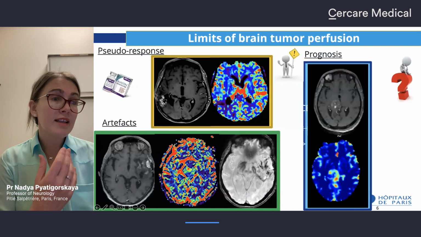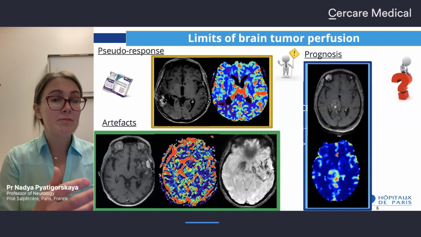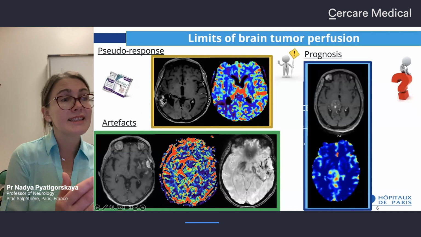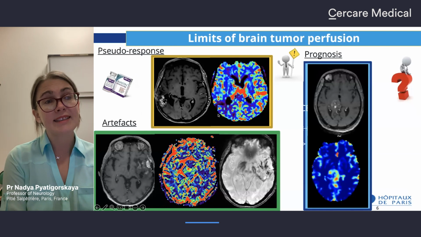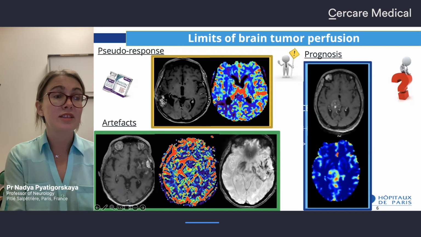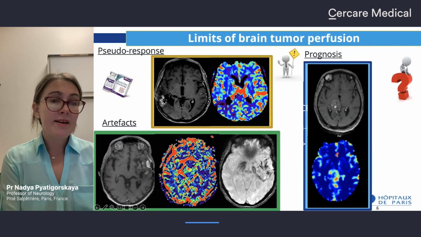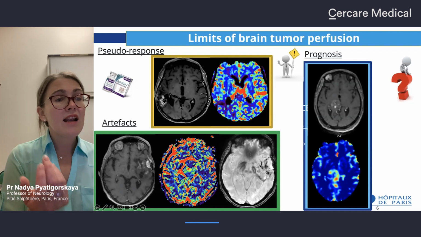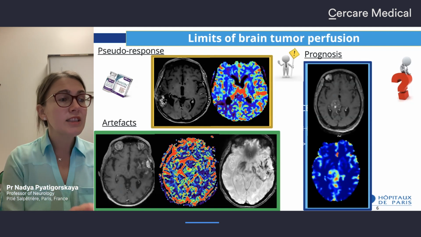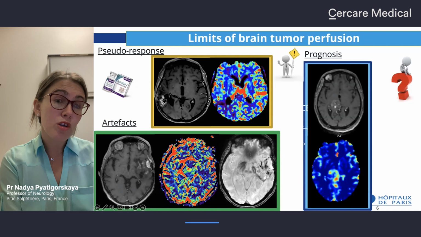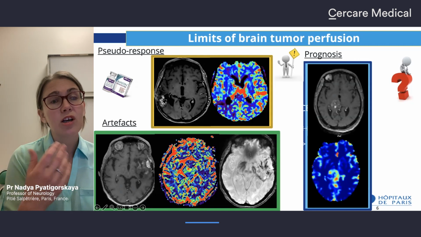There are also other problems. As we were saying, we can have a pseudo-response, where the patient is particularly treated with Avastin, and we think there is an improvement and decrease of cerebral blood volume, but finally the lesion is still progressive. We can also have difficulties, especially close to cortical regions where there are a lot of vessels and a lot of post-treatment changes. We can have difficulties knowing if there is an increase of cerebral blood volume in this lesion. We don't know if it's progressing or not.